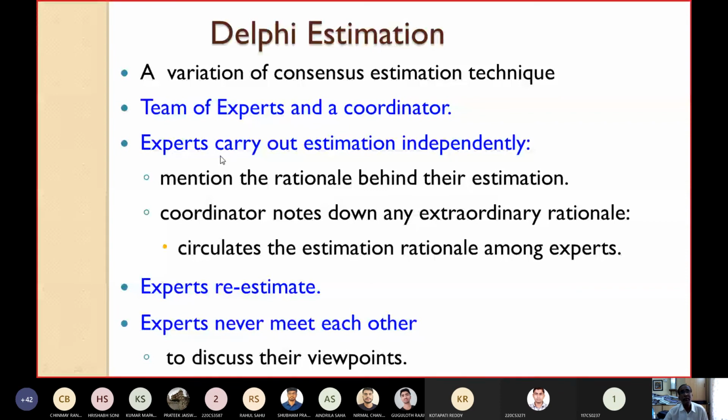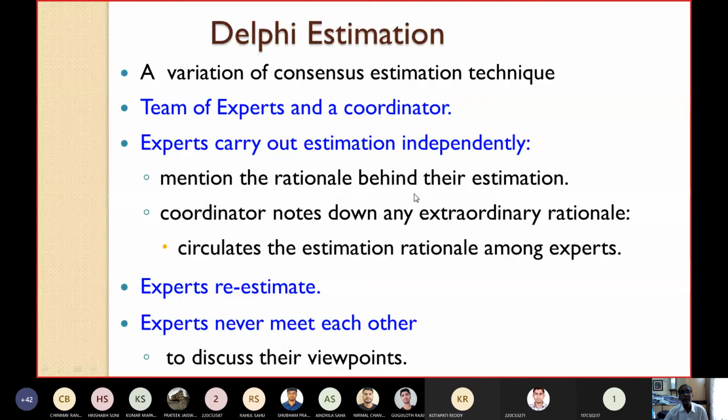The experts carry out the estimation independently. All the experts are given the details of the problem. They also mention the rationale, the motivation behind their estimation, why they have chosen these particular values. If some expert has used any extraordinary rationale, the coordinator notes it down.